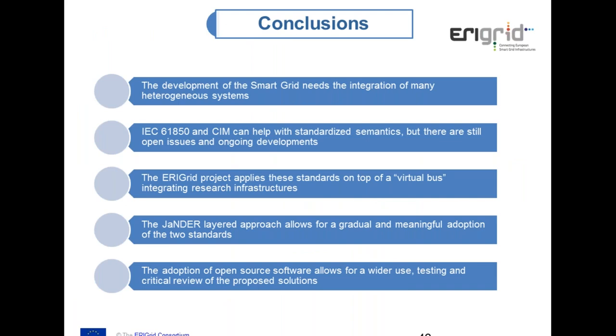And that's about all for this presentation. The main point is that the development of smart grids needs the integration of many different systems. So we need the proper standards like 61850 and CIM in particular for the smart grids domain. ERIGrid implemented both these standards and used a new virtual bus concept in order to make it easier to connect many different research infrastructures by a simple internet connection. And therefore, the ERIGrid infrastructure is based on a layered approach, which allows both to integrate the standards in a gradual way, and also to be open to other possible future standards.